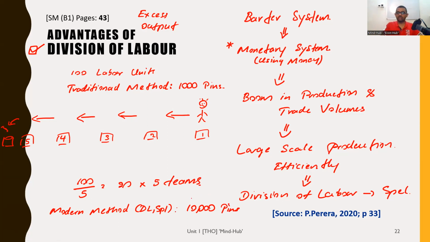From 1,000, it goes to 10,000, a tenfold increase simply by practicing division of labor. The resources are the same, still 100 people, but a massive, tenfold increase in output. That's the magic of division of labor. Division of labor only makes sense if trade volumes are large, if we are using money as a medium of exchange. The most important thing is that division of labor only makes sense if you are engaging in large scale production.